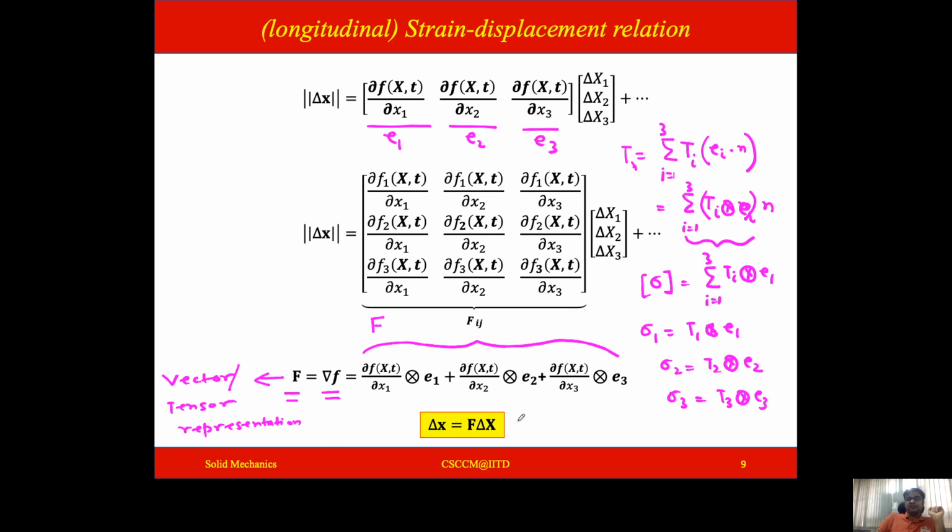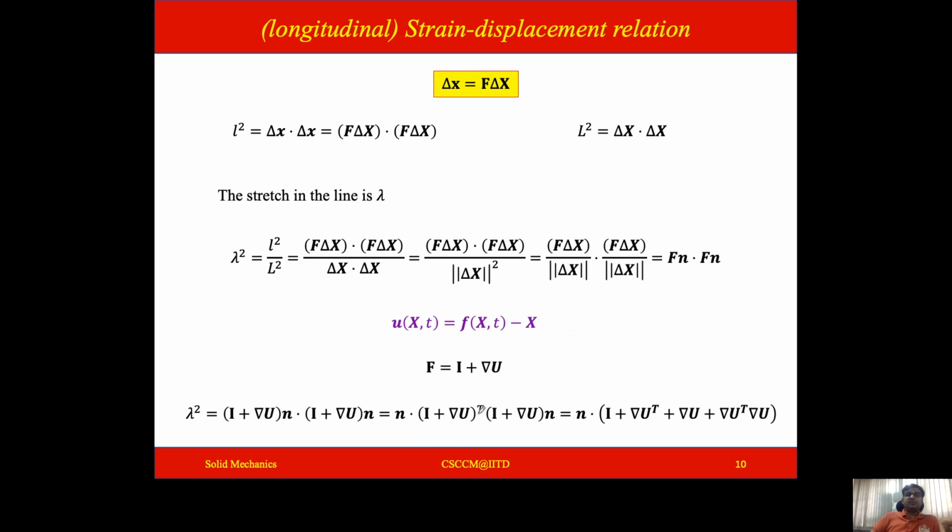But in any case, this is our final thing. This is what we get. That is del x is equal to F times capital del X, right? So now this is what we have. And we are going to work with this to find out something interesting. So let me go here. So what do we have? We have del x is equal to F del X.